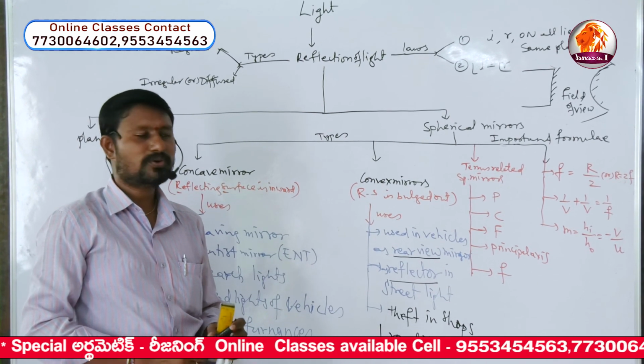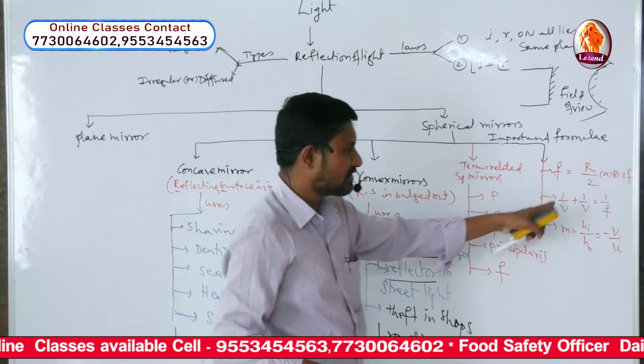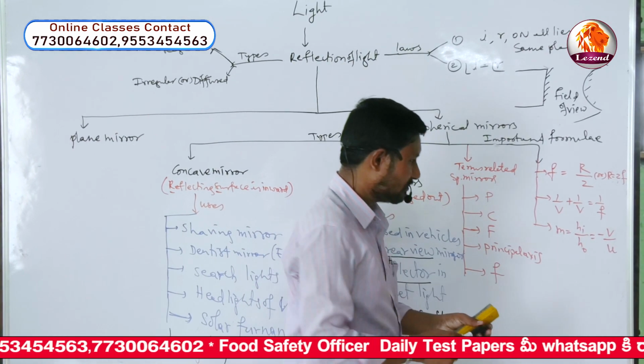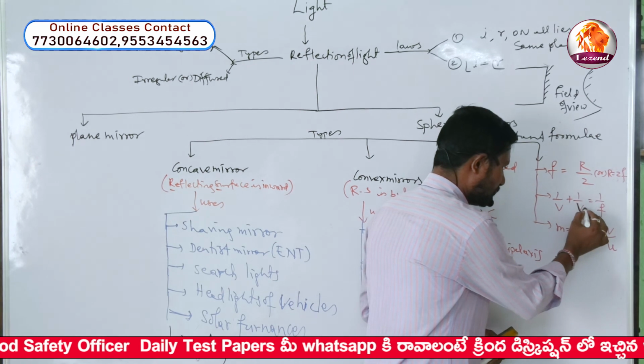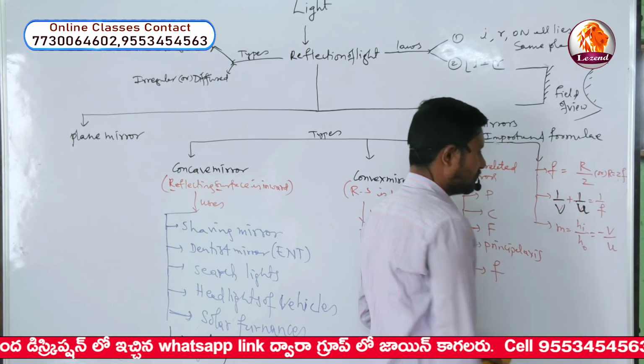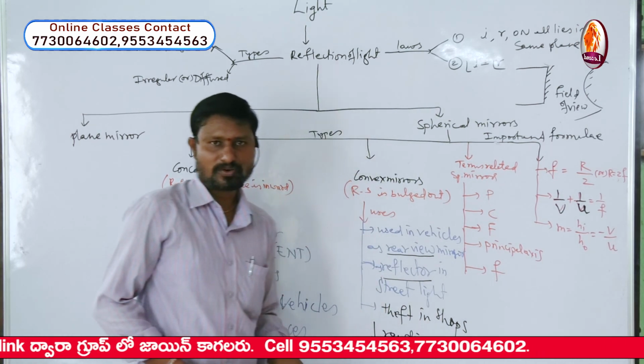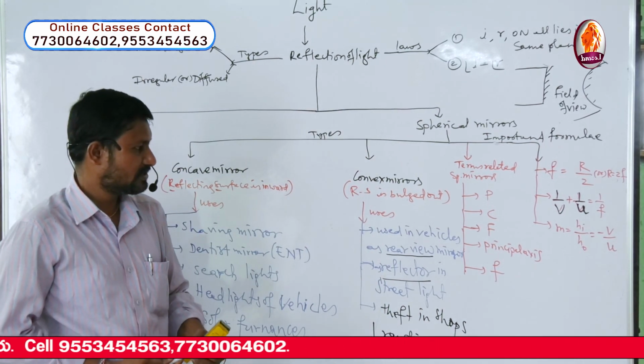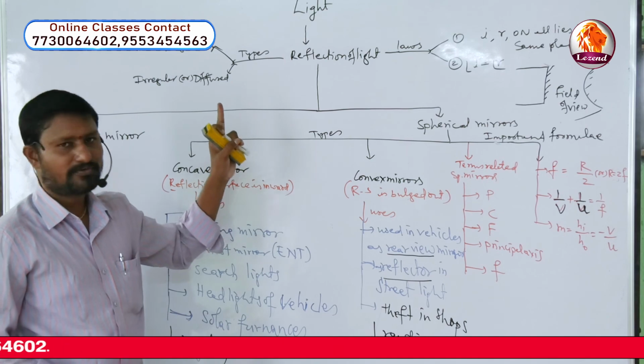And we have to go for some important problems related to the formula 1 by u plus 1 by v equals 1 by f. Okay, so this is regarding light and reflection of light now.